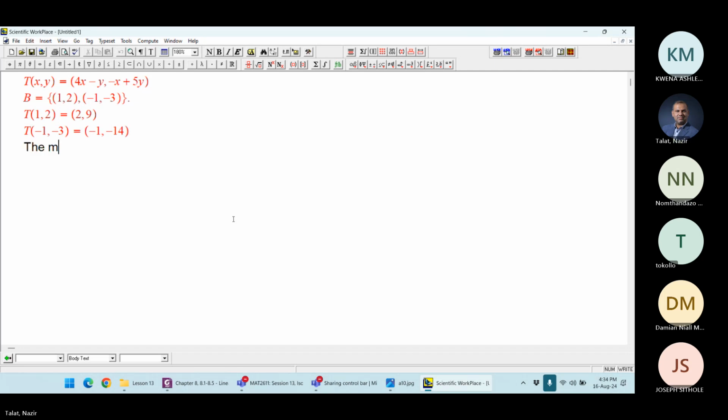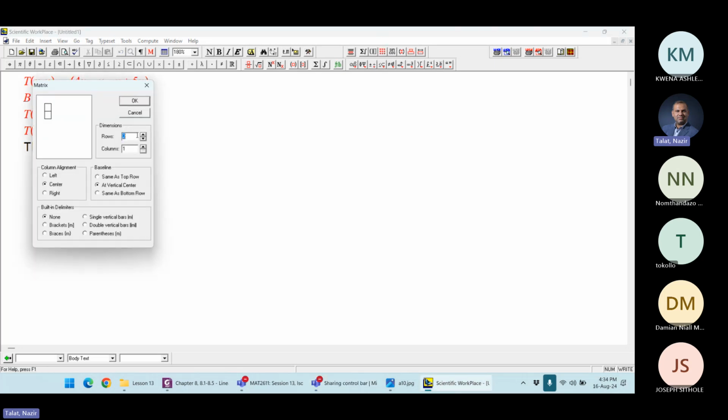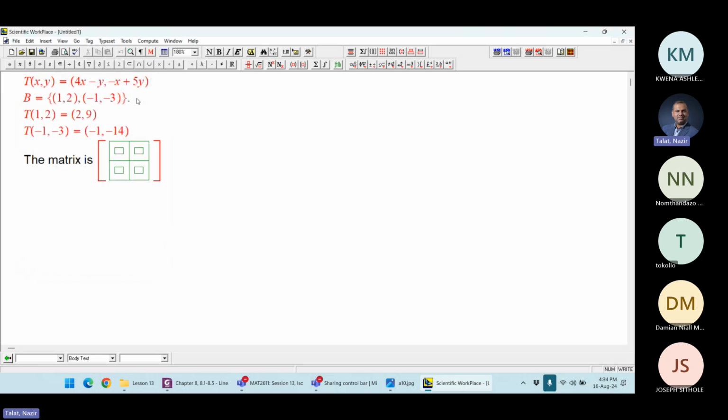Now, if we compute the matrix, we just need to combine these and obtain the 2 by 2 matrix for this one. For instance, the matrix for this is a 2 by 2 matrix, and it will have the entries in that form: 2, 9, and minus 1, minus 14. So this is the matrix for the basis set.